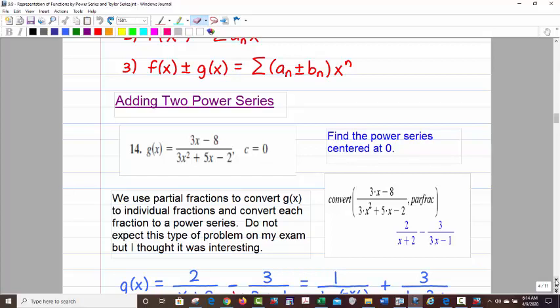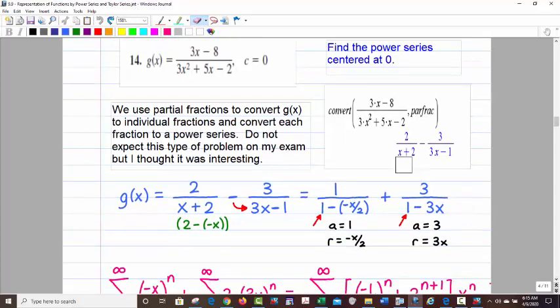This one, we would use partial fractions to break this down into two individual functions. And I didn't show the partial fraction work, but I showed the output. So you would have, let's see, 2 over x plus 2 minus 3 over 3x minus 1.